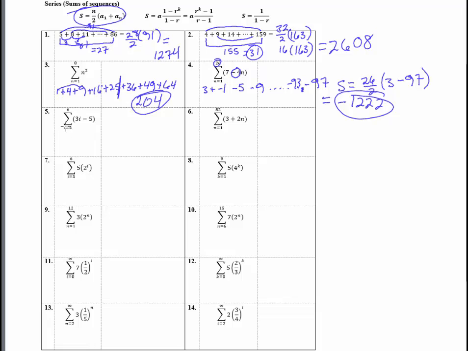Okay, this next one. Ooh, we're starting at 4, not at 1. That's kind of interesting. So stick in 4, and we get 3 times 4 is 12, minus 5 is 7.